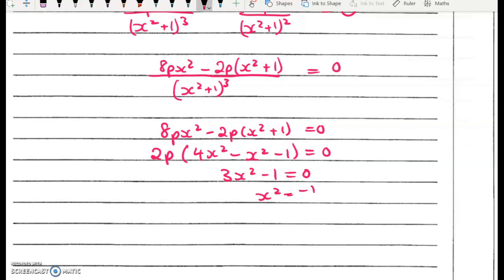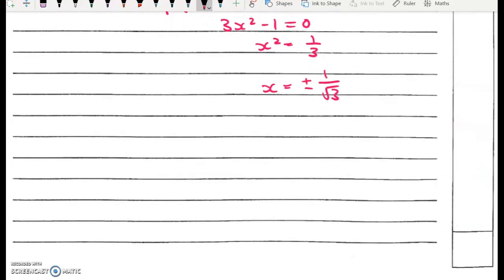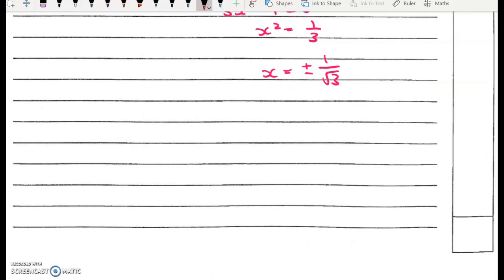X squared equals minus a third. So x equals plus or minus 1. Oops, not minus a third. What am I doing there? That's a positive third. Plus or minus 1 over root 3. Now, it'd be very tempting to stop there and think you've got to the solution, but we haven't yet. We've been asked to work out the value of p here, and we're told that x is positive. Right, so let's go back here. We've got two possibles for x, so x must be the positive one. X is 1 over root 3.